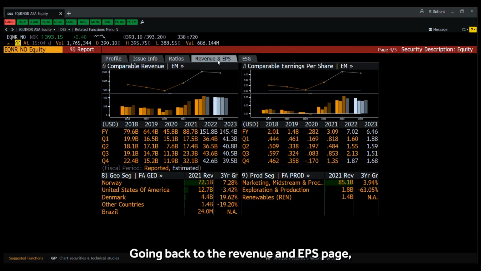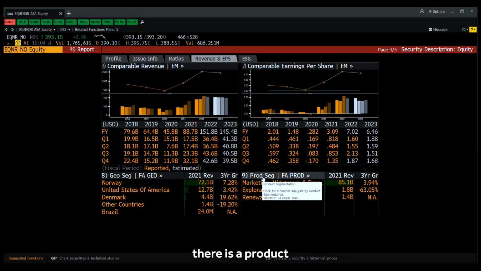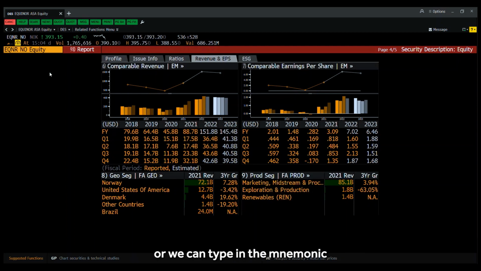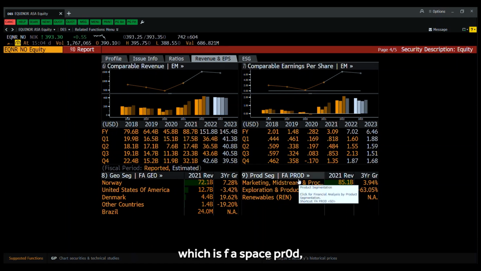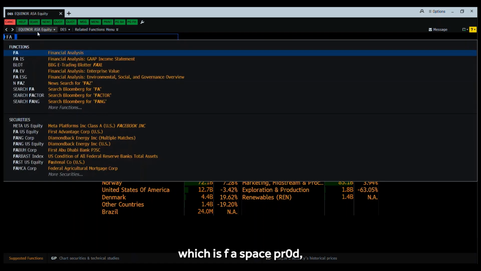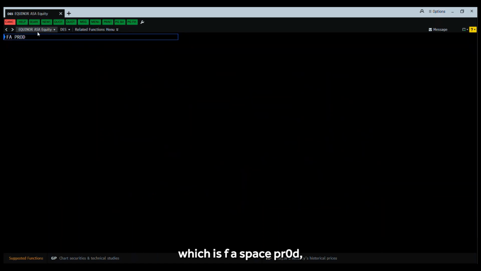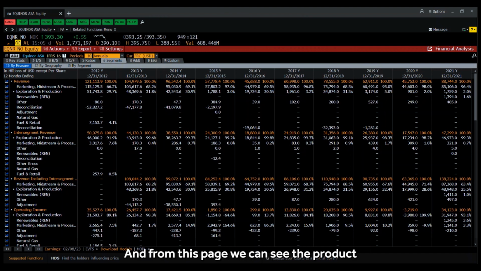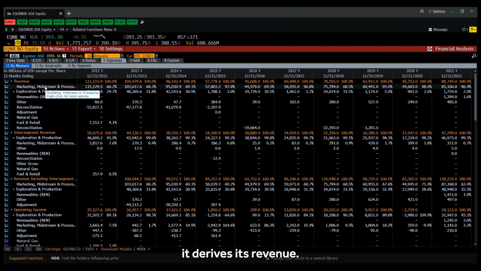Going back to the revenue and EPS page, we see that there is a product segmentation page here, which we can reach by either clicking on it, or we can type in the mnemonic, which is FA space PROD. And from this page, we can see the product segments from which it derives its revenue. So we can see that it made 96.4% of its revenue from marketing, midstream, and processing in the most recent accounts.